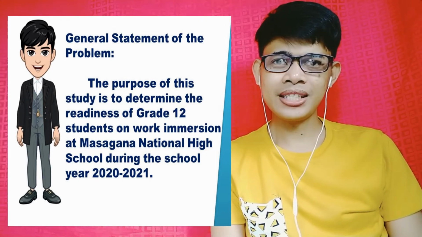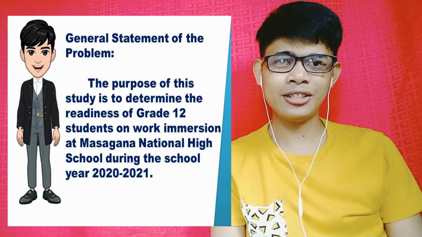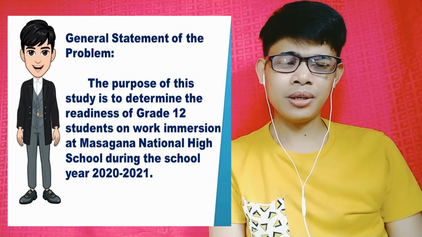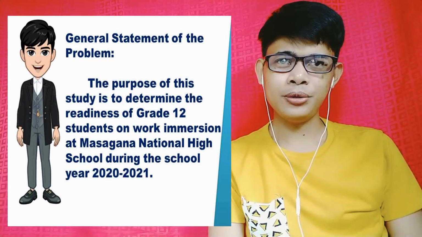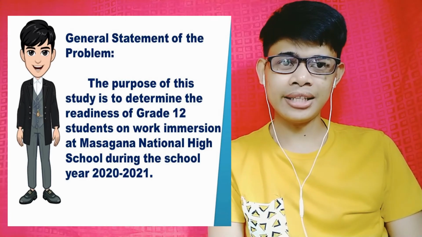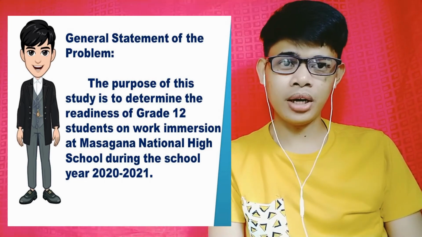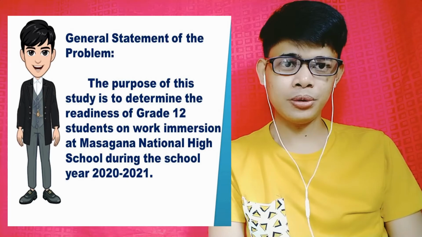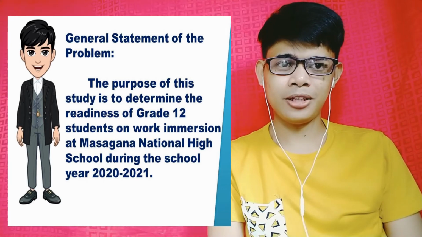The purpose of this study is to determine the readiness of Grade 12 students on work immersion at Masagana National High School during the school year 2020-2021. So you simply use the term "the purpose of this study" or "this study aims to," and then use the word determine, find out, or ascertain, and then you insert the title, and after the title, your research title will be the school or the locale or any place of your study, and then you indicate the school year for schools, or calendar year or fiscal year. So that's the format in writing the general statement of the problem.